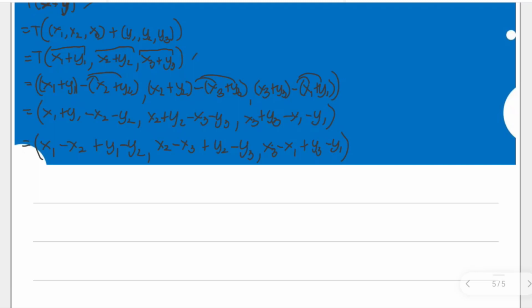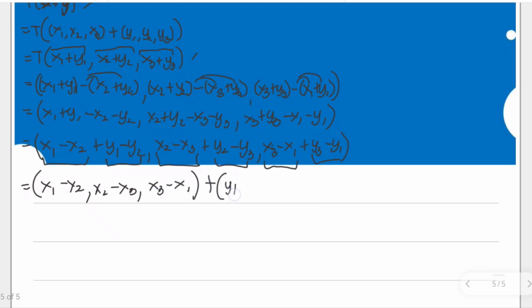Once we are done with this, take note you have your x's here, here, and here, separated by plus from your y's. So we can separate this into two vectors. X sub 1 minus x sub 2, next x sub 2 minus x sub 3, next x sub 3 minus x sub 1. Then plus all the y's: y sub 1 minus y sub 2, y sub 2 minus y sub 3, and then y sub 3 minus y sub 1.